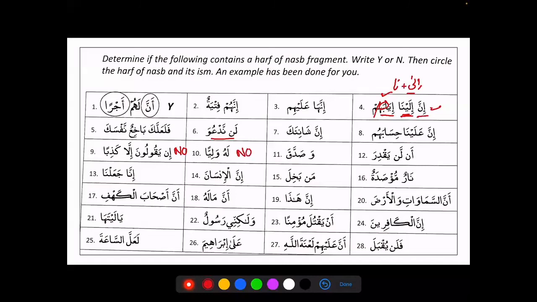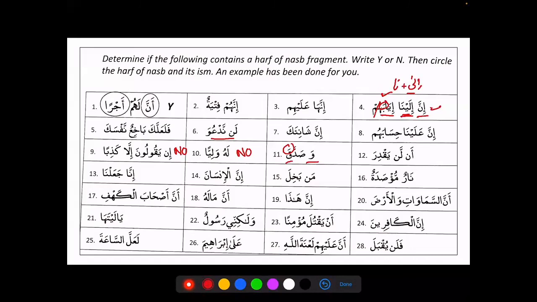Waswaddaka. Okay, is this wow harfu jar? Exactly, because saddaqa, right? We don't see anything jar in status after it. So that is a connector, not harfu jar. Right? Everyone is clear on it?